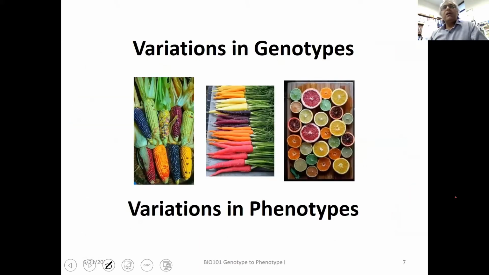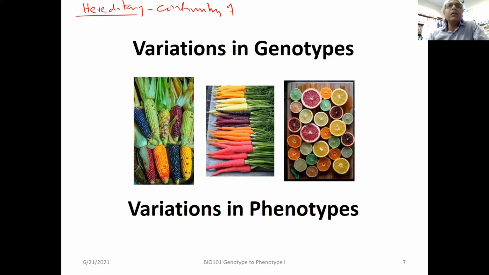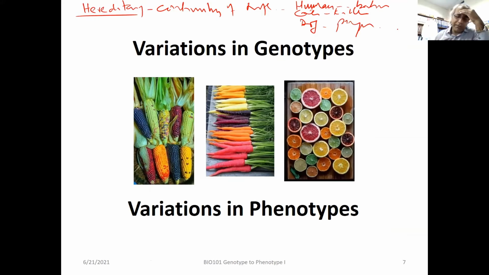Now we did talk about genome and then briefly we touched on variation. Early on we said that heredity is a concept which ensures continuity of the line. Humans always will have babies, cats will have kittens, dogs will have pups, and so on. But we do see variation in the genome, in the phenotypes as well.